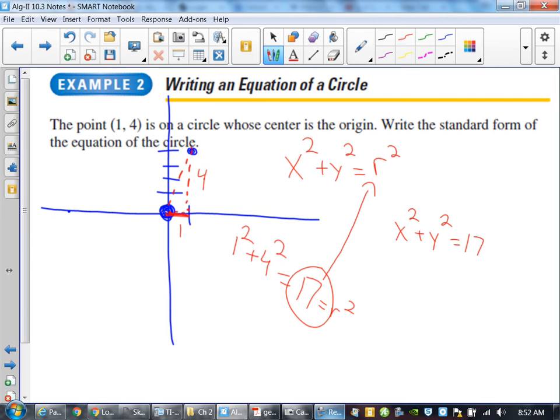Well, your radius will be the square root of 17, but do I need to worry about writing down that? Because the formula says it's just x squared plus y squared equals r squared. Right.